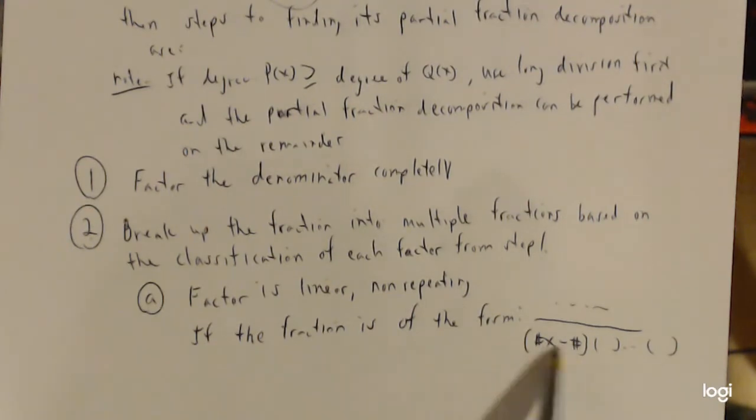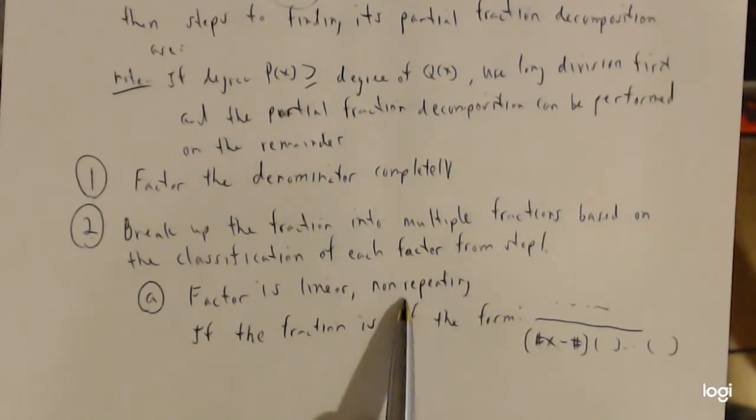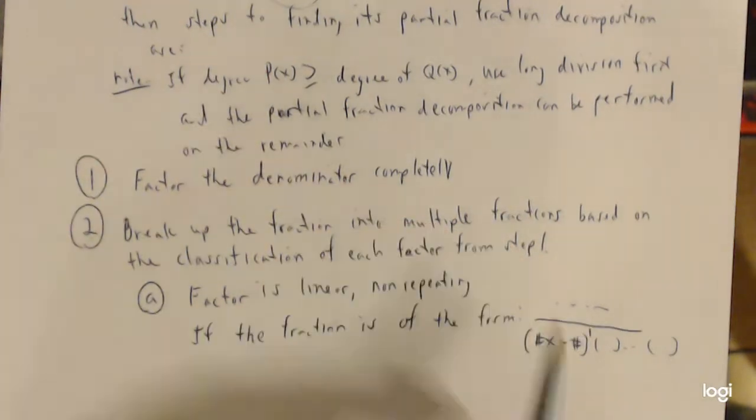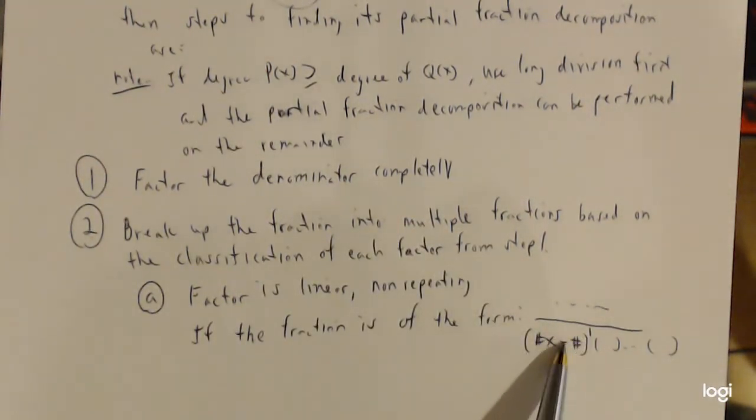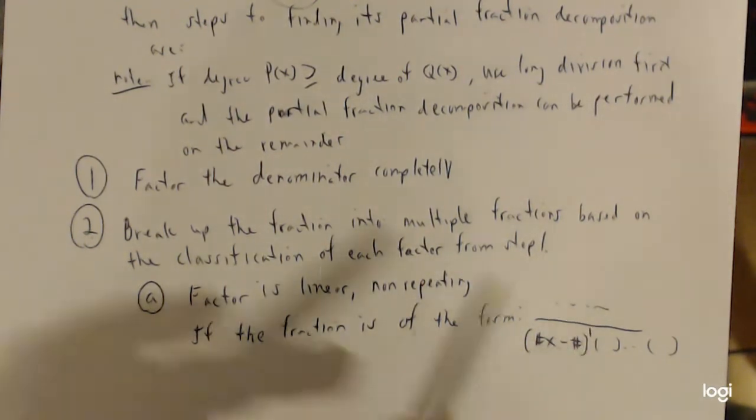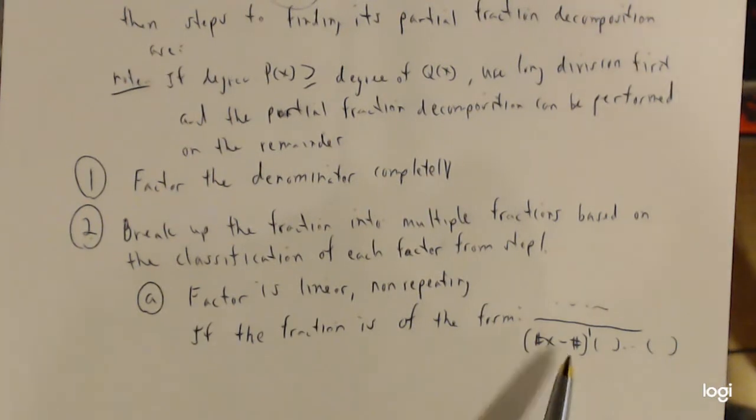So this factor is linear, and it's non-repeating. How come? Because I only have one of them, right? So that's where the non-repeating comes from. I only have one of these factors. So if this number was something other than a 1, like if it was squared, then it would be repeating because I would have 2 of these linear factors.